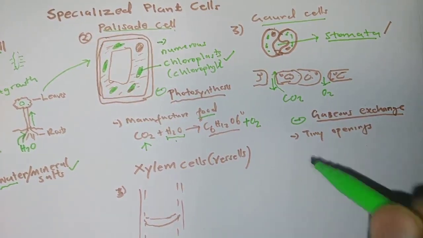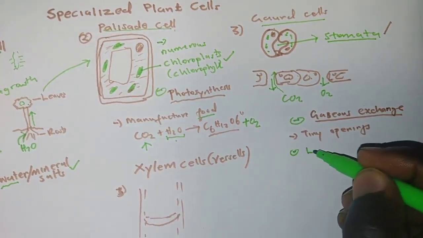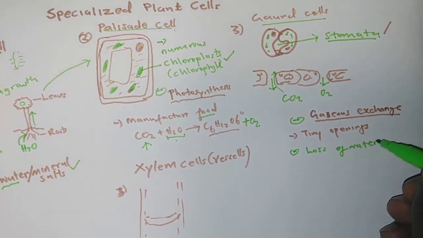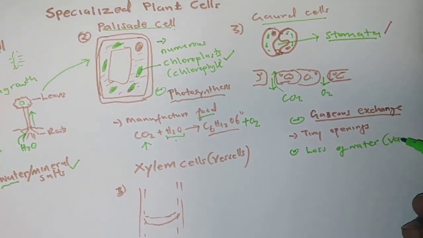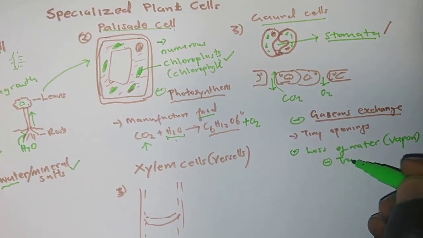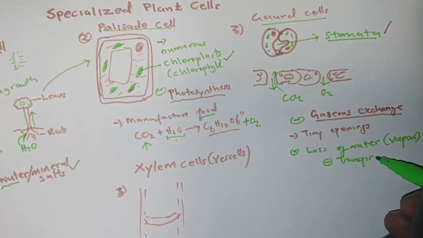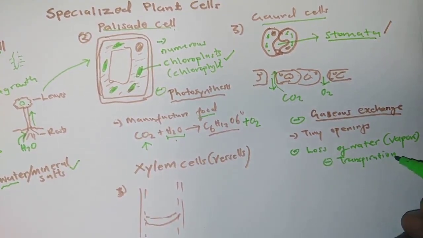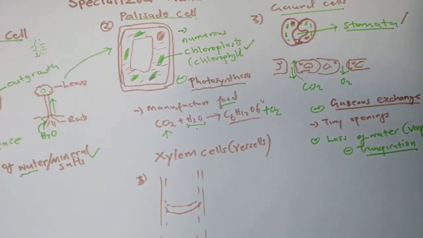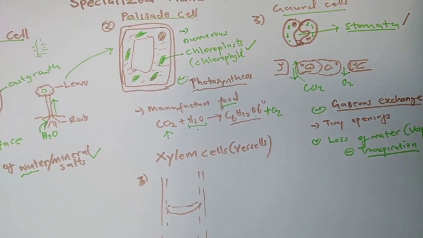Another thing is the loss of water from a plant in the form of vapor, and we call this process transpiration. We'll look at this in detail in another video, the process of what? Transpiration.